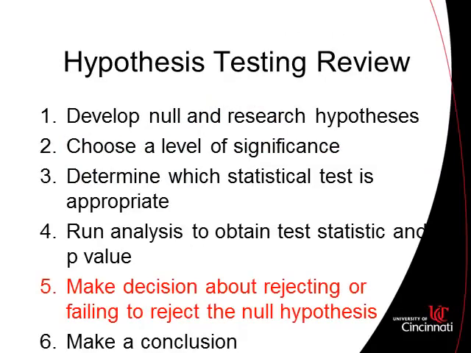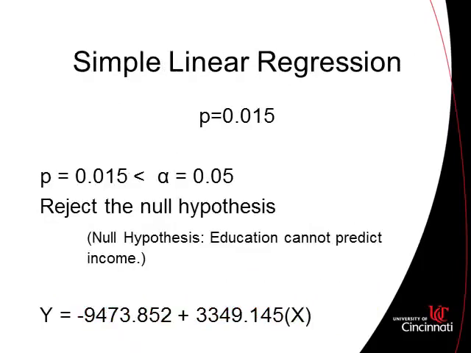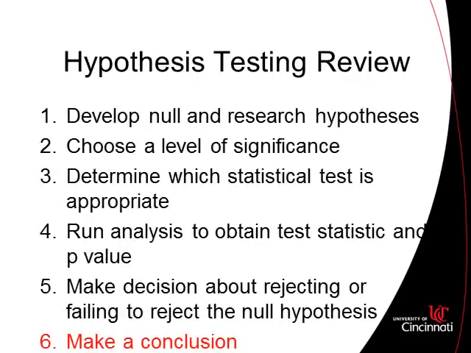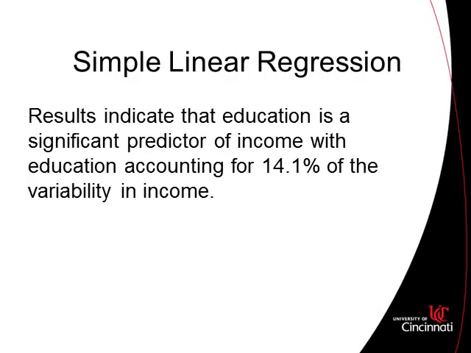So making a decision about rejecting or failing to reject the null hypothesis. Since our p is less than our level of significance, we reject the null. So the null was that education cannot predict income. So if we reject that, if we throw it out, we know that education can predict income. And then we provide our regression line. And finally, we make a conclusion. So we would say the results indicate that education is a significant predictor of income, with education accounting for, and we go back to our R squared, 14.1% of the variability in income.